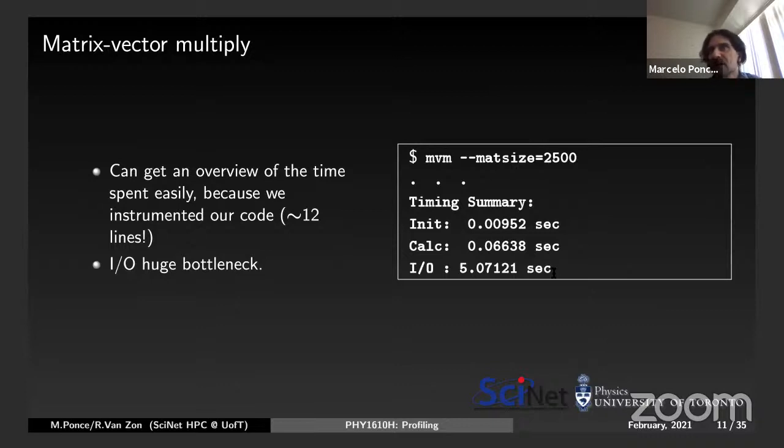So the goal of this example is just to show you that by instrumenting the code with the simple tick and tock routines, now you have a very clear view of where the time is being spent. And you can see now that the bottleneck in this code is not the initialization part. Usually that's never the case. It's not the computation part. That is not surprising, but it could be. But it's the I/O part.